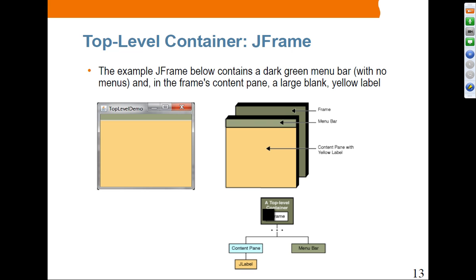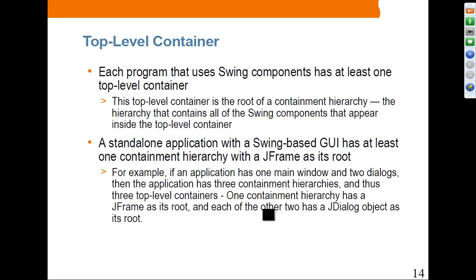If you dissect it to the right, what makes up this whole thing is a frame, which is a JFrame, that is the top-level container, and that top-level container, JFrame, is made of two things: the menu bar and the content pane. Inside the content pane, what we have done is add a single JLabel that consumes all the space of that content pane. So that's what you actually see on the left.